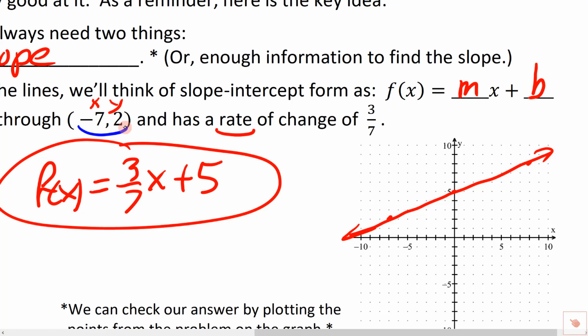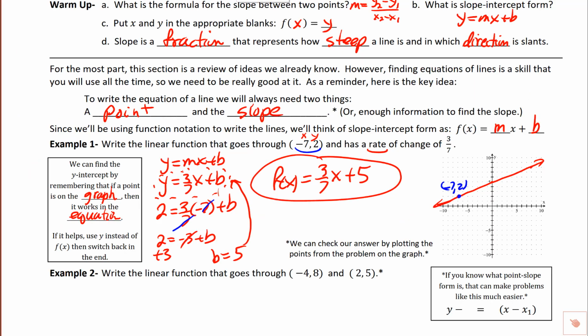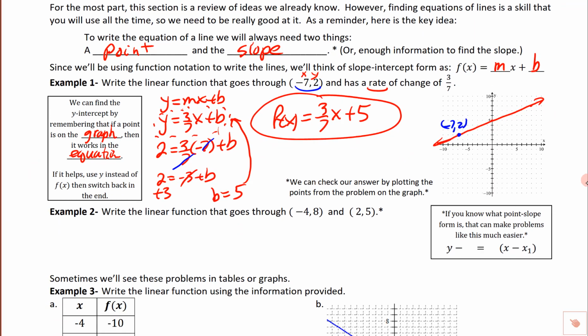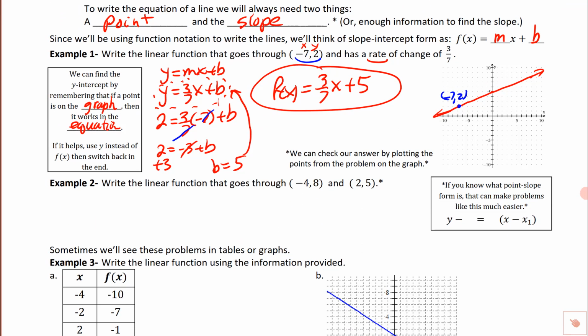So if we go to -7 and up 2, that's the point right there. So -7, 2, we definitely got that one right. We're in good shape there. Okay, so that's one way to check if you've got a graph. Otherwise, you can just be really careful with this.